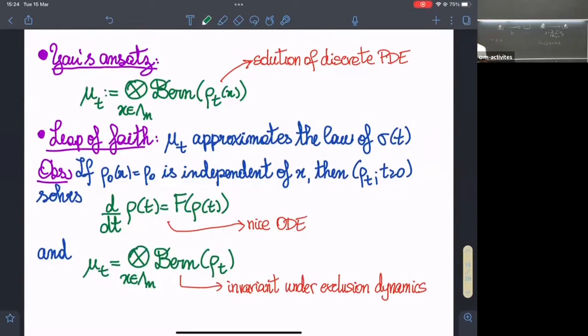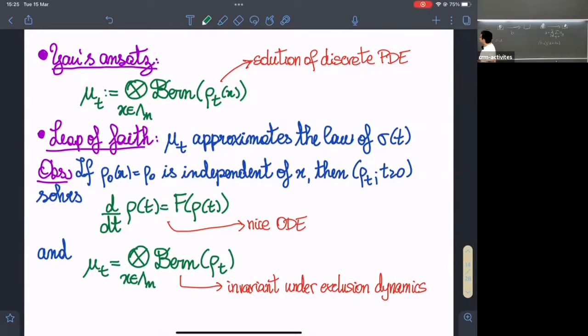In this case, where the state space has only two states, you don't have much room if you want something which is independent at each site. It has to be products of Bernoullis. So you put that, and I call it that leap of faith. Okay, so this measure mu t approximates the law of the process at time t.